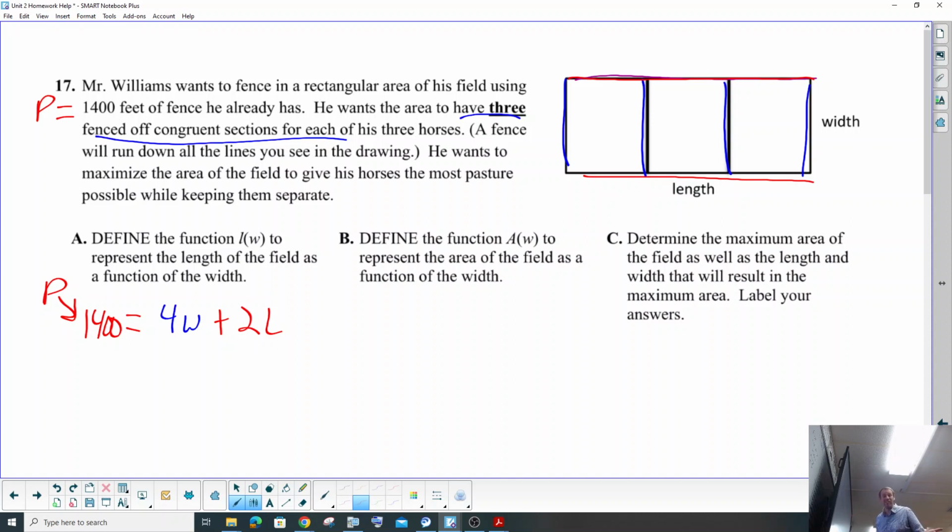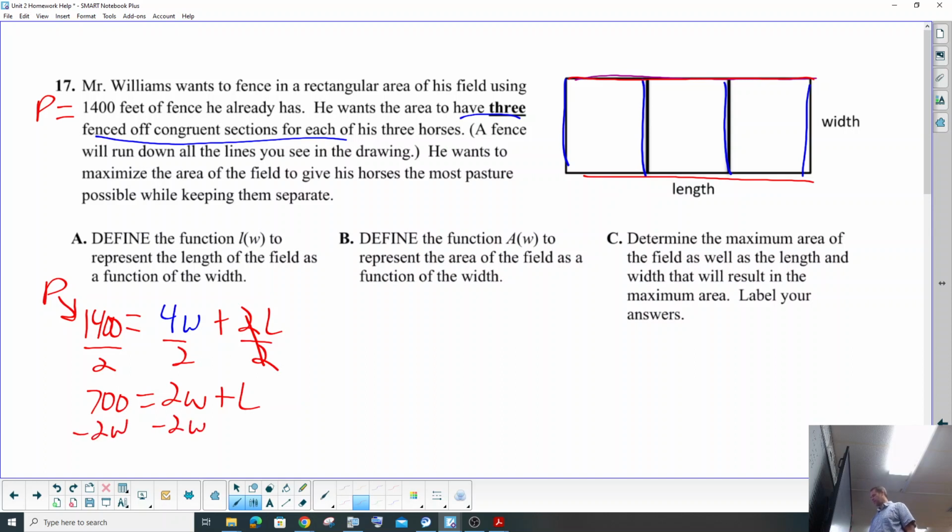So basically we want to solve for L, right? Solve for the length. So if we first go ahead and do what? Looks like they're all divisible by 2. So let's go ahead and divide by 2 all the way across. So then we get 700 is equal to 2W plus L, because 4 divided by 2 is 2. 1,400 divided by 2 is 700. And there's your L. And now we're just going to minus 2W to the other side.